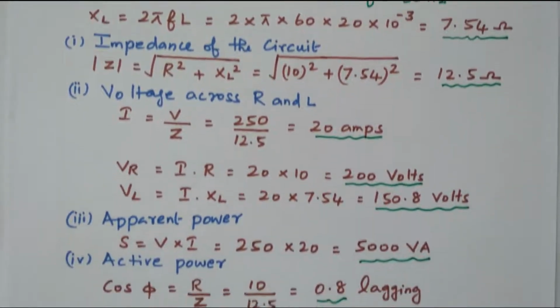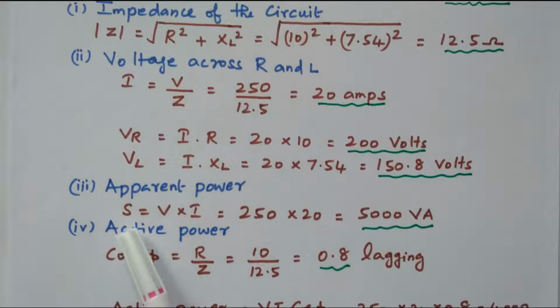Now we will go to the apparent power. Apparent power S is nothing but V into I, voltage into current. Voltage is 250, current is 20. So 250 into 20, 5000 VA. The unit for apparent power is volt ampere.